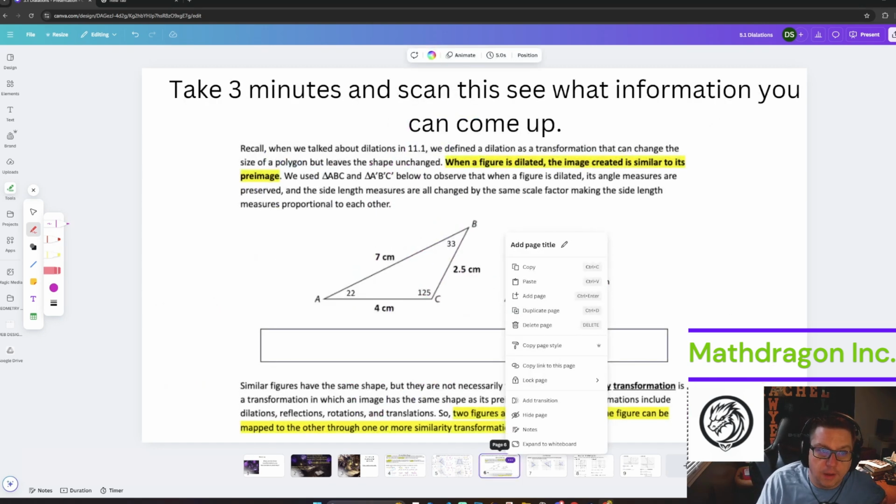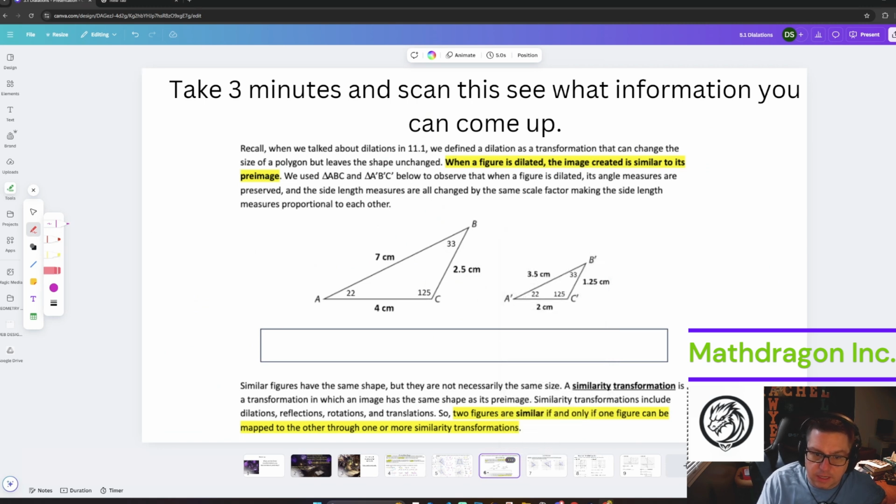So, kind of the same idea. Remember, our angles don't change. Our angle measure should be the same no matter how big or small our triangle gets, or any of our figures that are similar get.